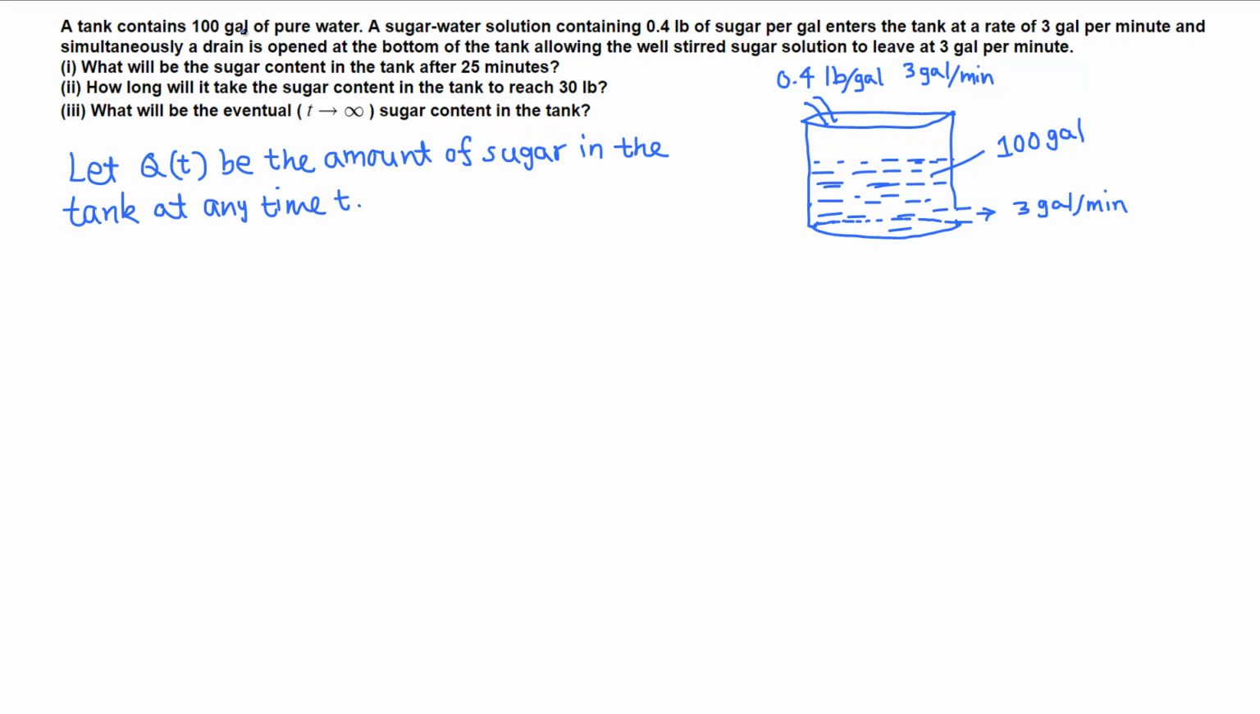A tank contains 100 gallon of pure water. So here is the case. So we have a tank containing 100 gallon of pure water. So the initial amount of sugar is 0.